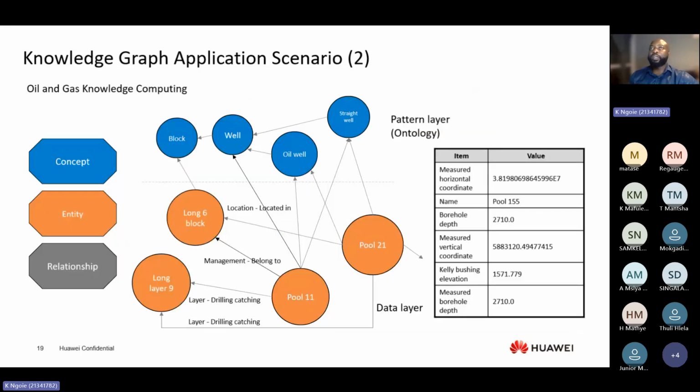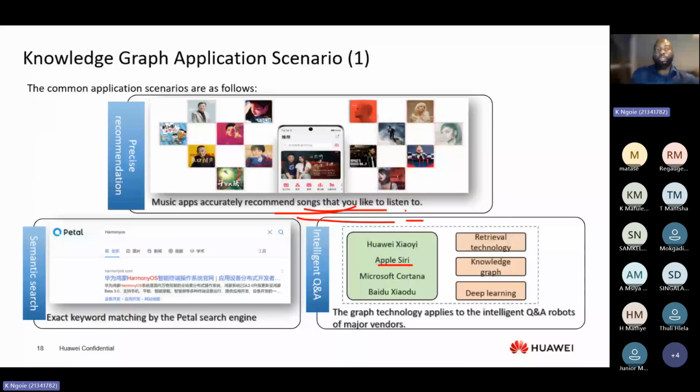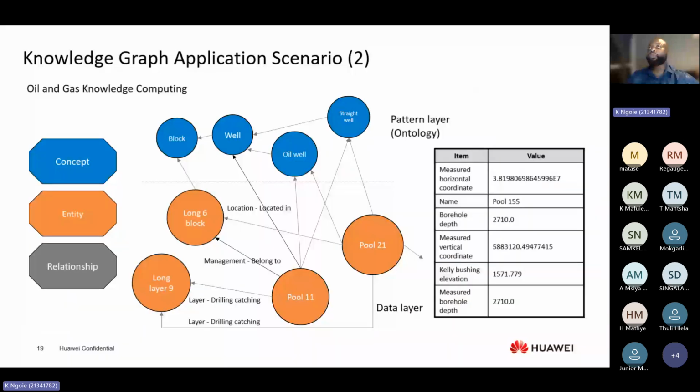So this is another example of the knowledge graph that is used in terms of oil and gas knowledge. This is just to see how they can create certain patterns based on the information that they have in this area as well. So I think that will be all for today, and we're gonna pick it up tomorrow. Tomorrow we're gonna start with intelligent driving.